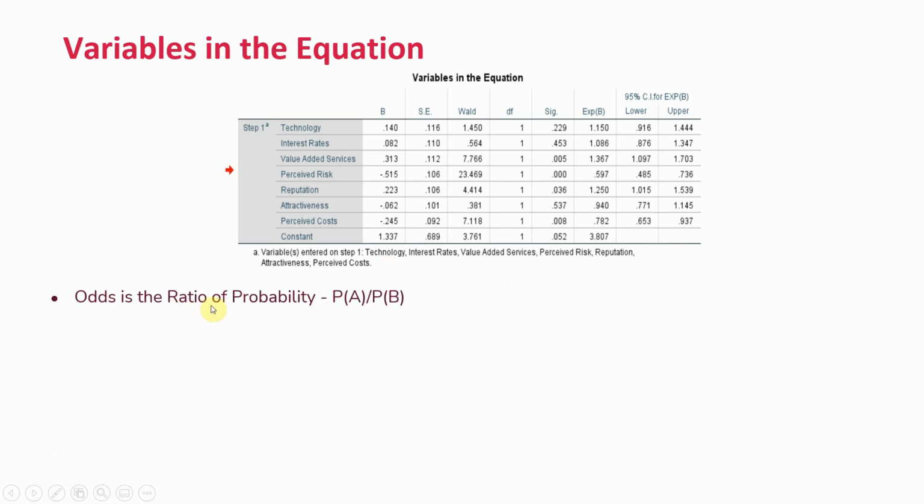So odds ratio, or odds, is the ratio of probability, PA divided by PB. Probability of A, or choice A, divided by probability of choice B. Now this table shows the relationship between the predictors and the outcome. These are the predictors here: technology, interest rate, value added service, and so on and so forth.